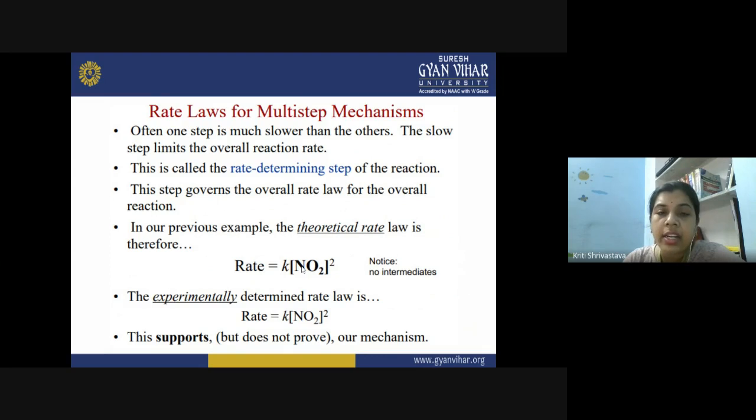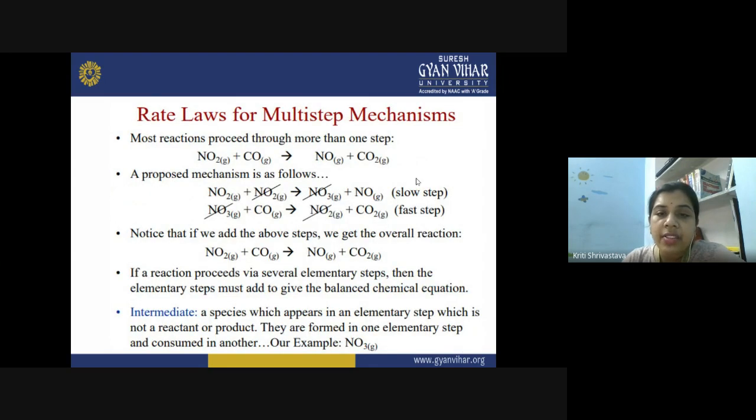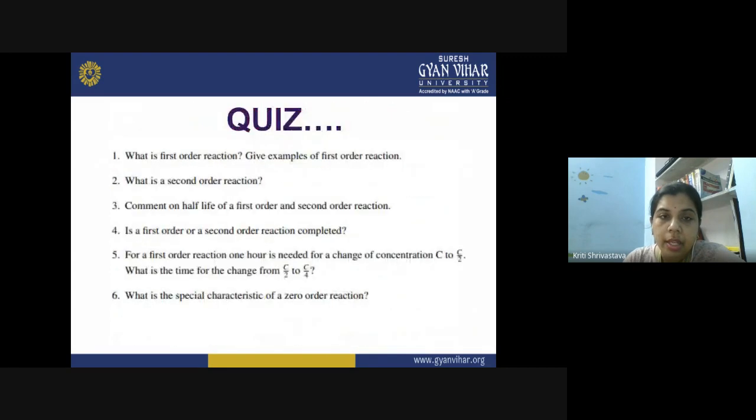So let us look at it again. If this is the slow step, right, then from this slow step, how would you write the rate law? This would be [NO2]². So now I have a few questions for you.